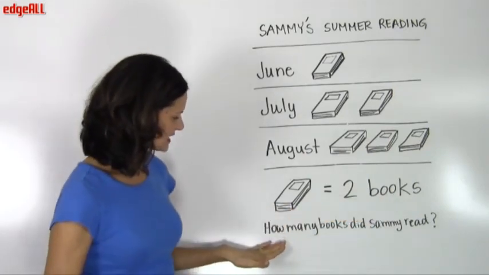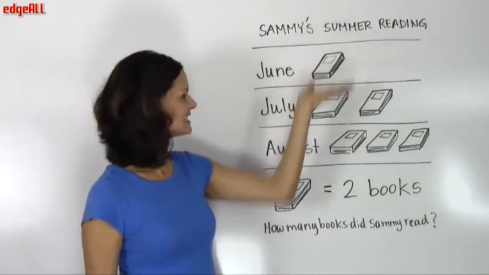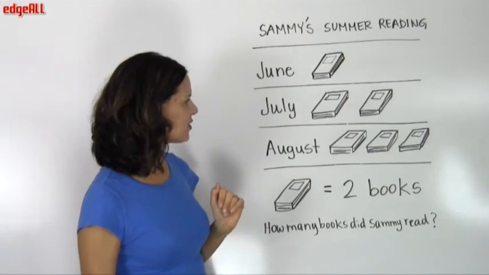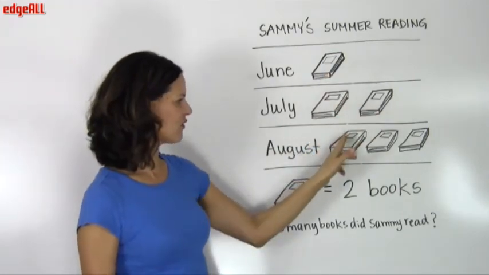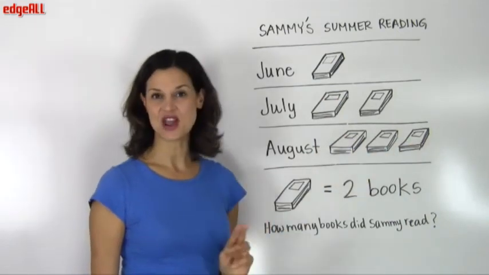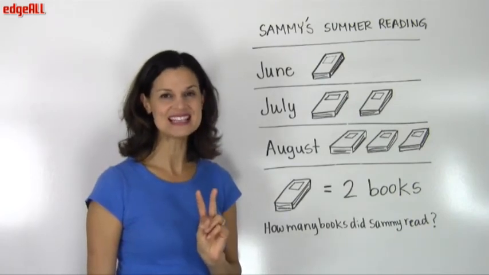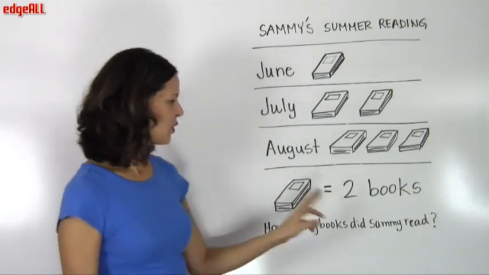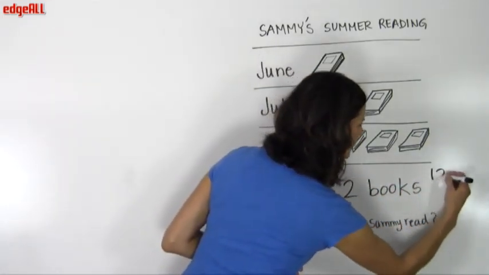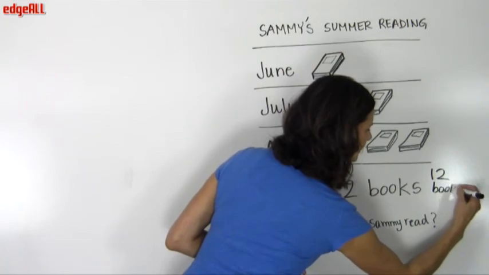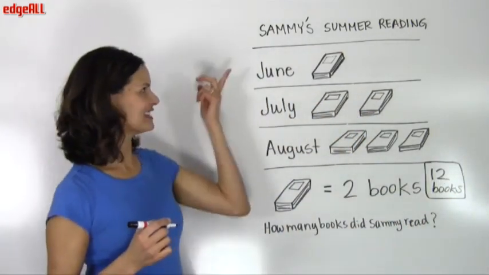So our question asks us, how many books did Sammy read in his summer reading? And so since we've counted up our book symbols as 1, 2, 3, 4, 5, 6, and we know that each book symbol equals 2 books read by Sammy over the summer, we can see that our answer then is going to be a total of 12 books read by Sammy over the summer reading.